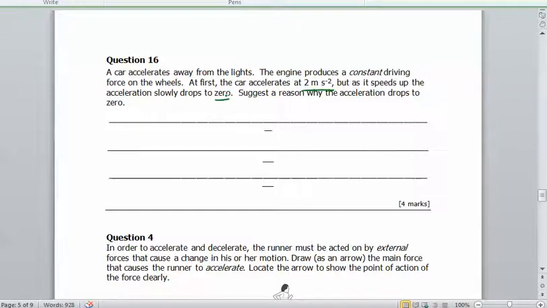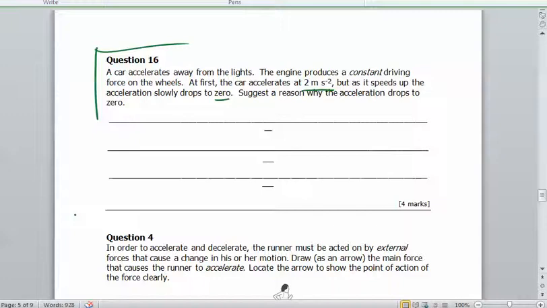Is it because it went up a hill? No, this is a different question. All right, what can you say? If a car accelerates and is getting faster and faster, what can you say about the resistance?